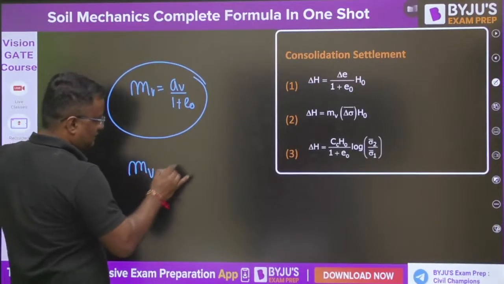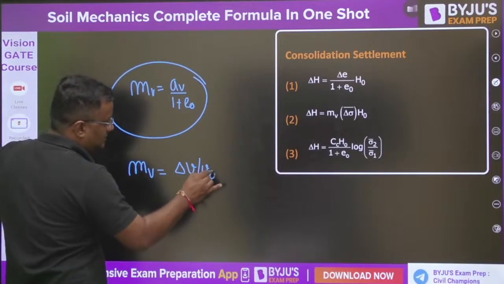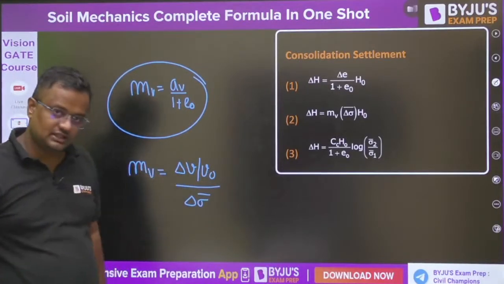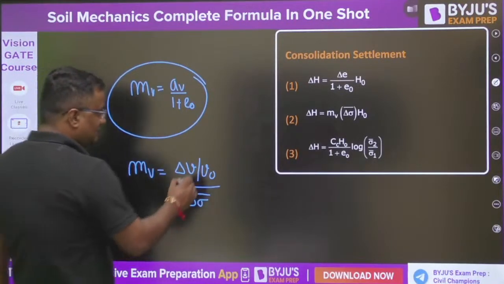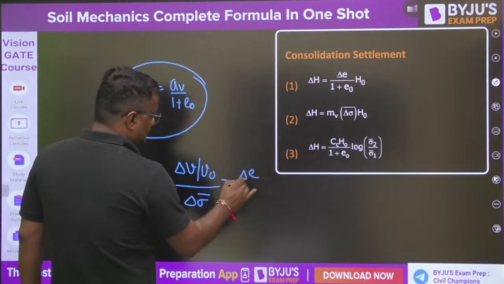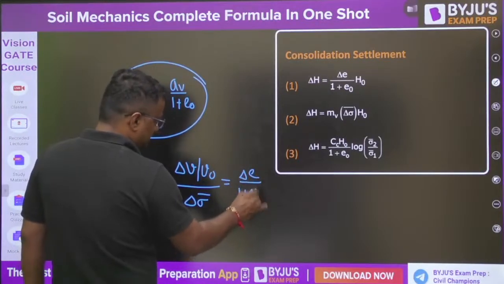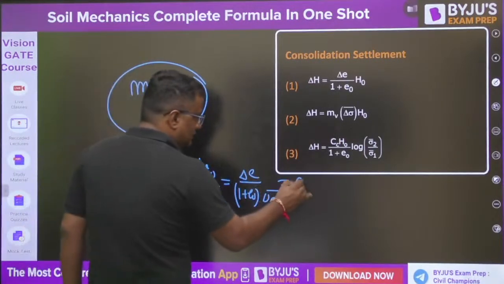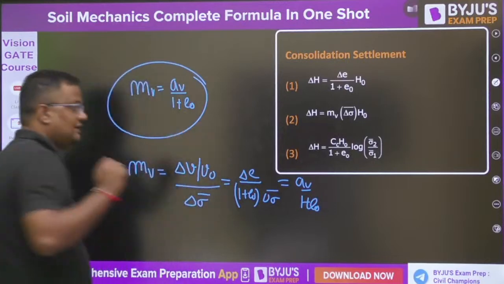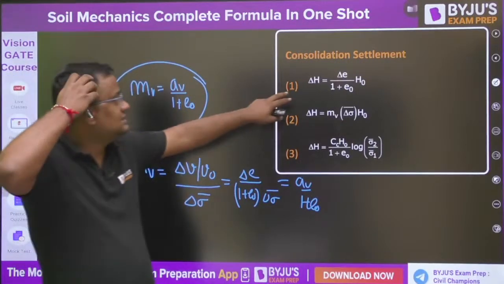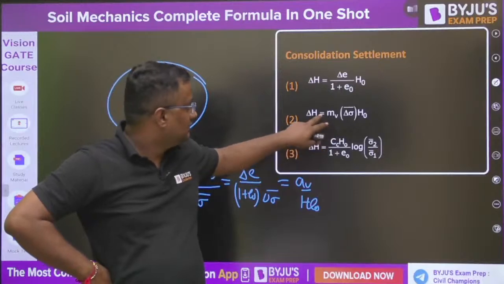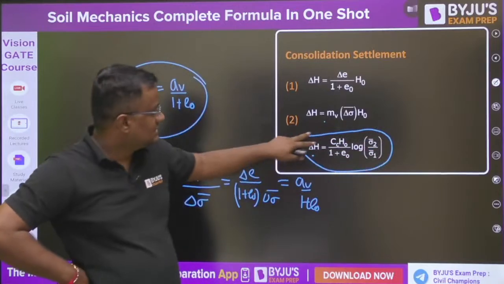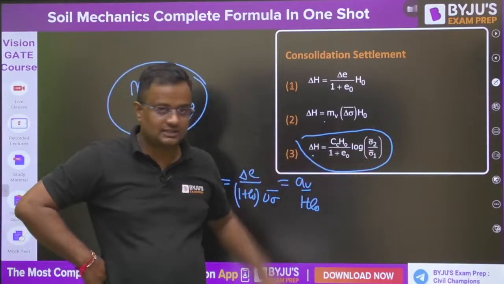The definition of mv is change in volume with respect to original volume, with change in effective stress. With change in effective stress, how much change is occurring in volume? So ΔV by V0 is Δe upon 1 plus e0 into Δσ̄, and Δe by Δσ̄ was av. So mv is equal to av upon 1 plus e0. So these are the formulas for finding out the settlement. ΔH equals mv Δσ̄ H0, this is the mostly used formula. Also Cc H0 upon 1 plus e0 log σ2 bar by σ1.